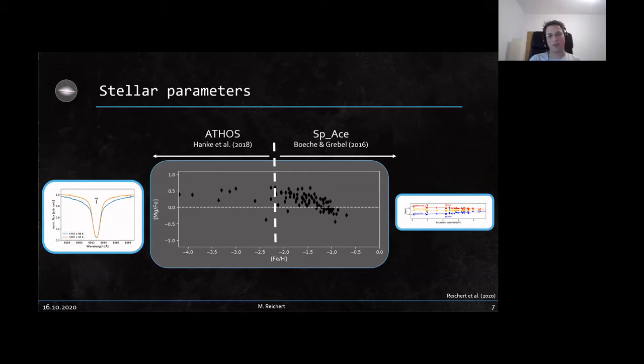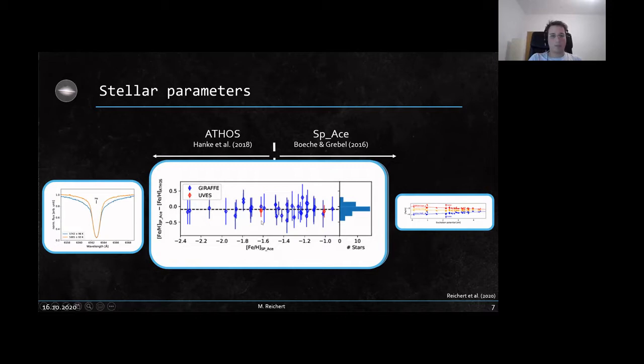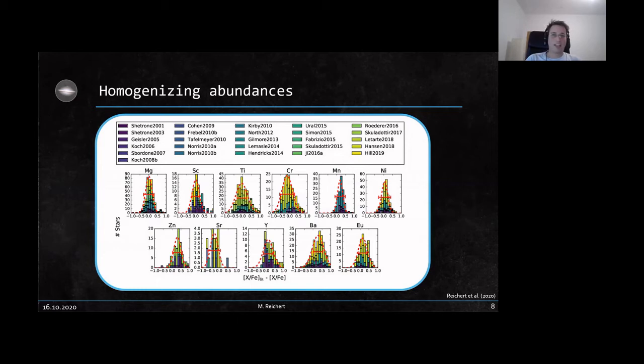And therefore we chose an automatic code called ATOS that uses temperature-sensitive lines for the low metallicity end. And then a code called SPACE for the higher metallicity end that measures basically iron lines and determines the temperature with this. We also compared these codes, and for our sample that we just used here, it was pretty consistent. What's very nice is that when you do everything again, you have a lot to compare with. You can compare with basically the whole literature that's already there.